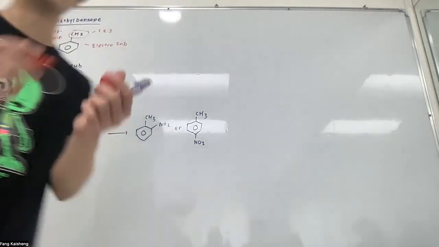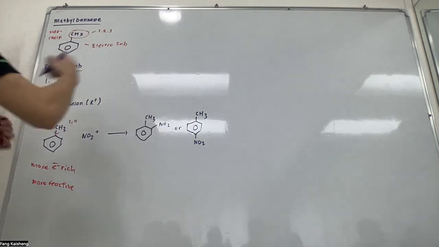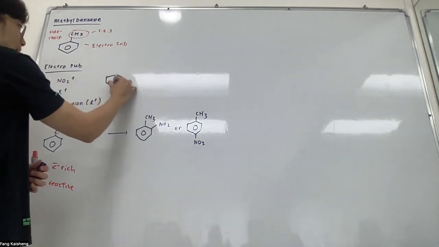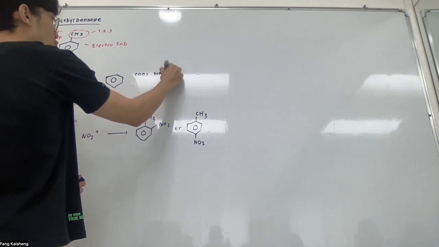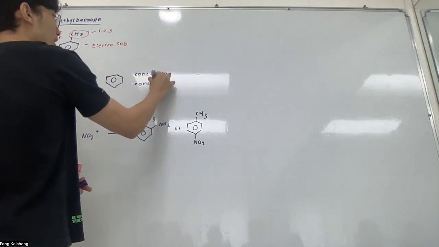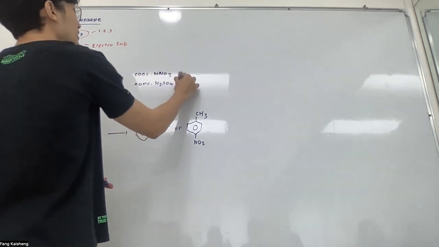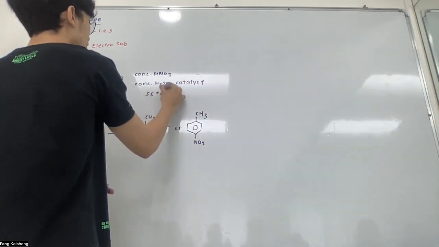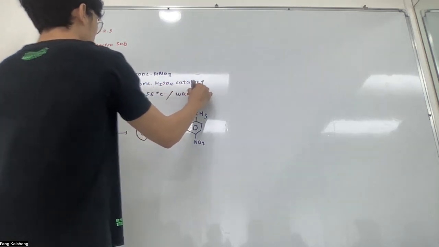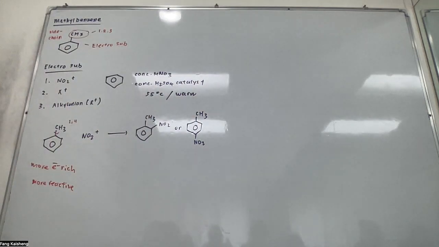And can you all look at the reagents and conditions? Okay, and then there's going to be something a little bit special. For benzene, a normal vanilla benzene, this one requires concentrated HNO3, concentrated H2SO4 catalyst, and they said 55 degrees Celsius or warm. Okay, this was what we went over the last lesson.